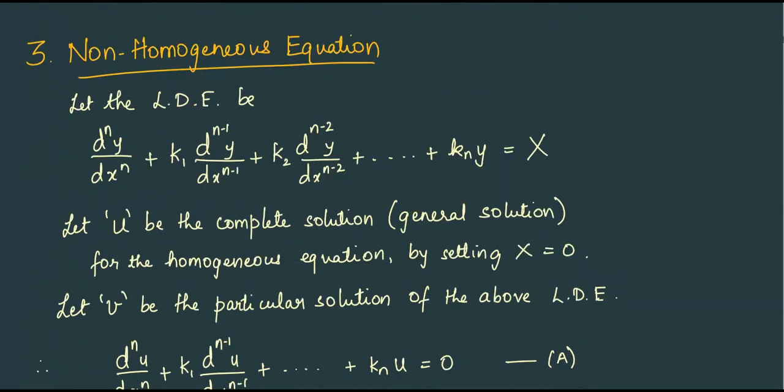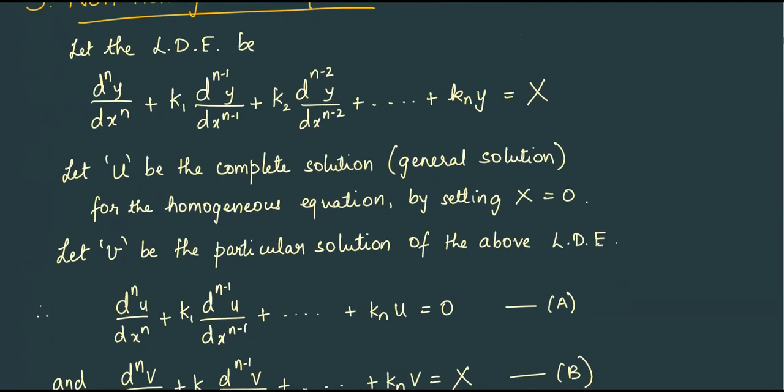Now, for a non-homogeneous equation, the general solution satisfies the equation, and the solution of the homogeneous part also is a solution for the non-homogeneous part, because when you put u, it makes 0, but it is only a part of the solution. It is not the complete solution.